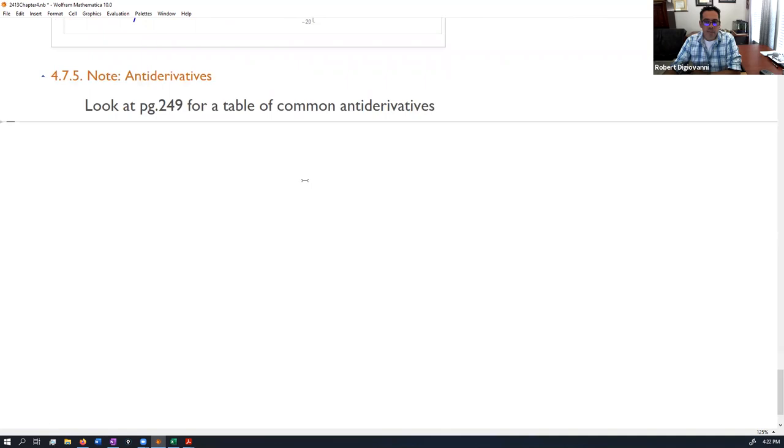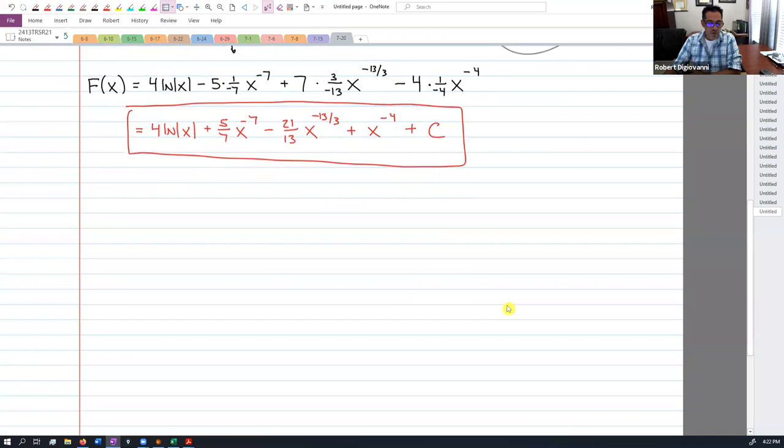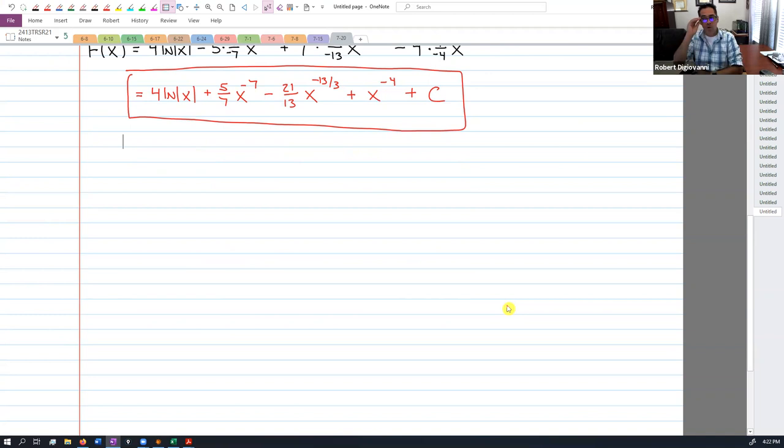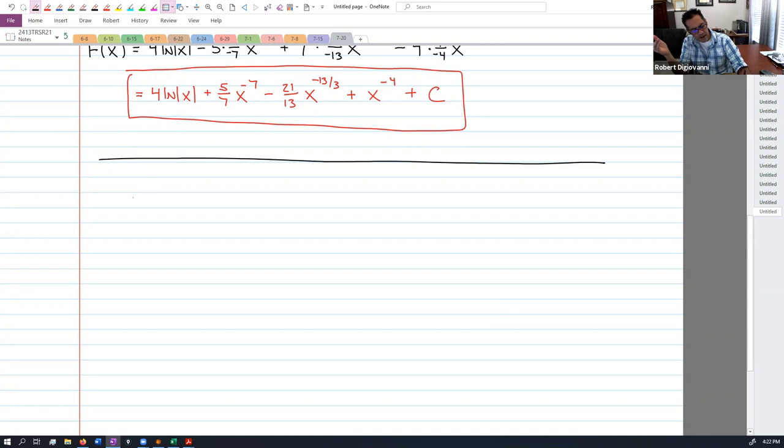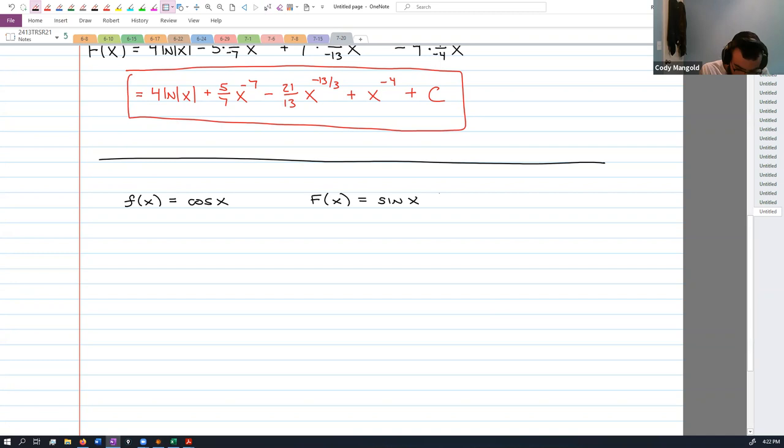For common antiderivatives. What I mean by that is, now that you've finished the derivative part of Cal 1, you should be able to tell me the antiderivatives of some things just from your knowledge of derivatives. For example, if I tell you little f of x is cosine of x, capital F of x would have to be what? What do you take the derivative of to get cosine? Sine of x. Sine of x plus c. So the antiderivative of cosine of x would be sine of x. You need to know that. That just needs to be automatic.